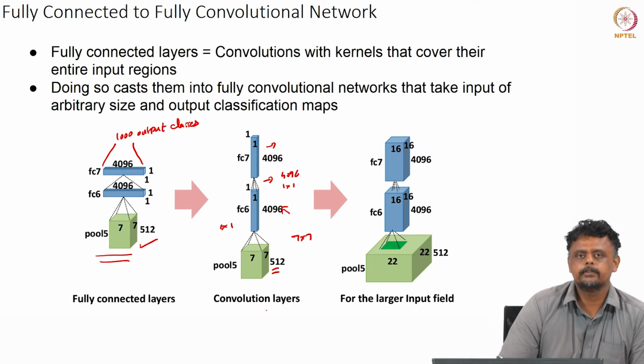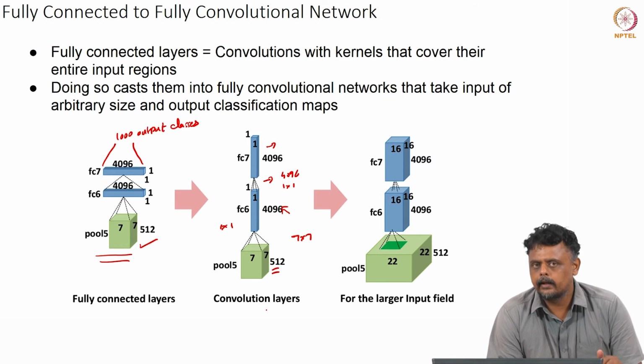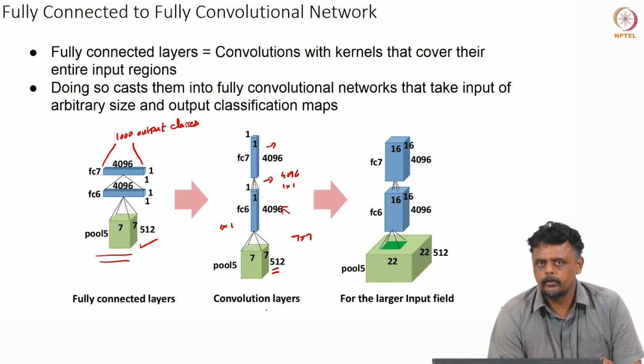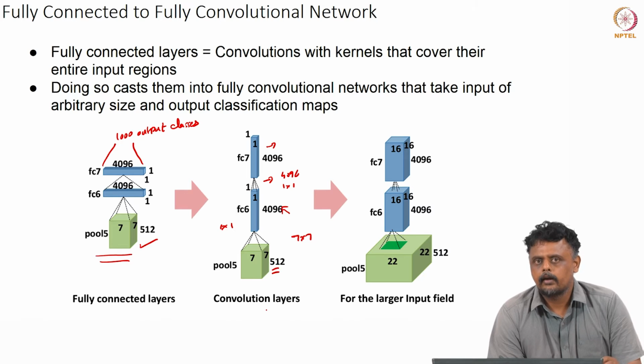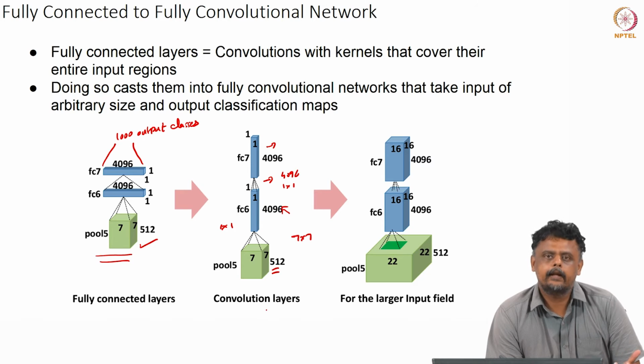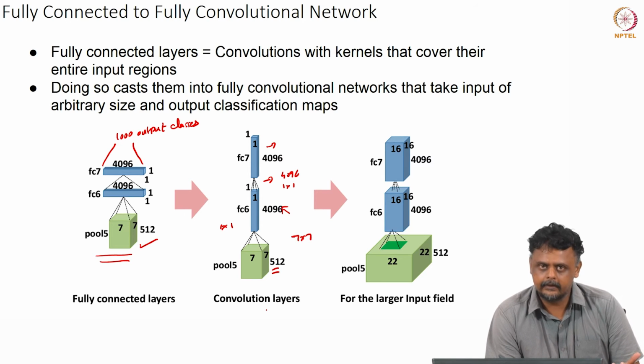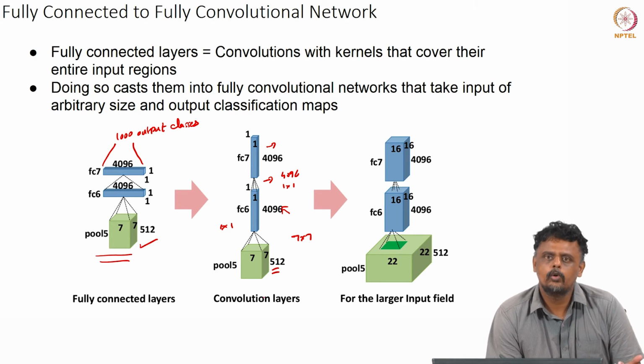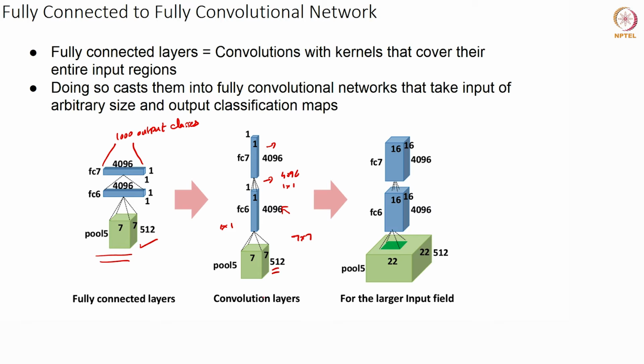So this is how one would convert a fully connected network to a fully convolutional one. That is, just before the fully connected layers, you define filters which cover the entire input region, and then the fully connected layers themselves, you would convert into 1 cross 1 convolutional layers. So that now the network is fully convolutional.